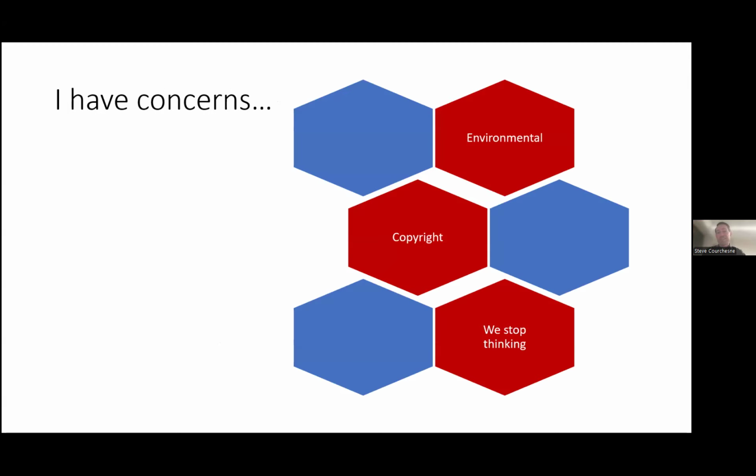But I have concerns. I would put these concerns into three categories. One is environmental. There's the concern about copyright and how the data is trained and how the large language models are trained. And I'm concerned that we're going to stop thinking. And I'm going to treat each of these three in turn. And then once we do that, I'll feel comfortable moving on and talking about how I use it creatively, because I think it's important for us to be aware of these concerns as we embark on trying out these tools.